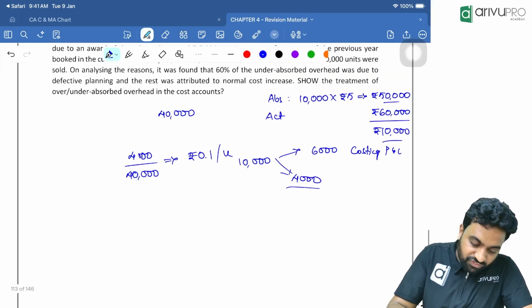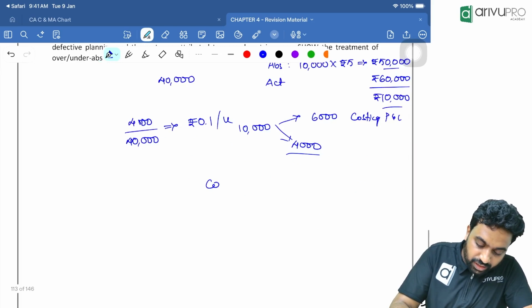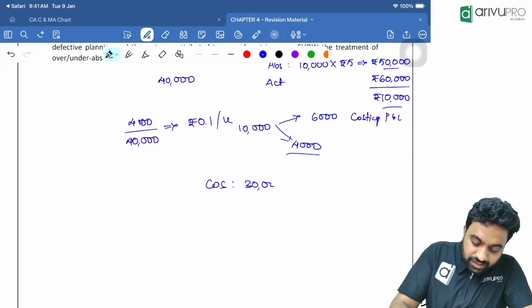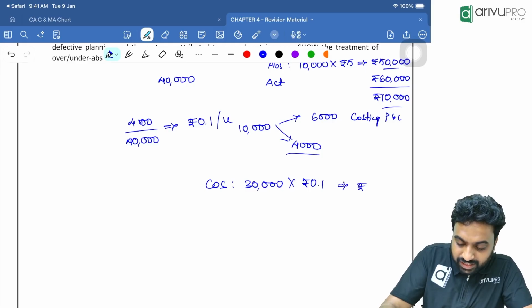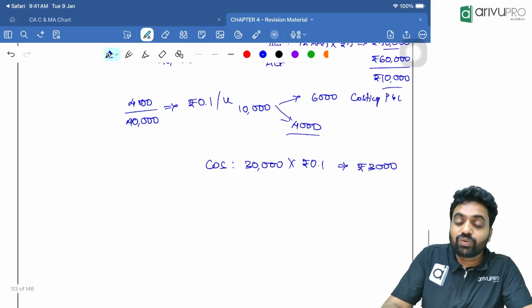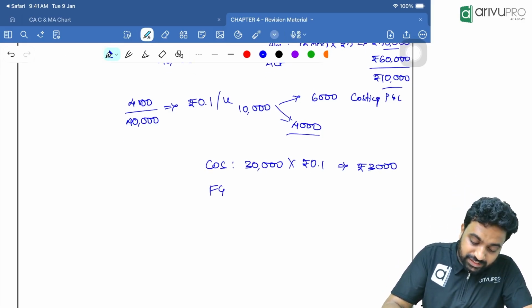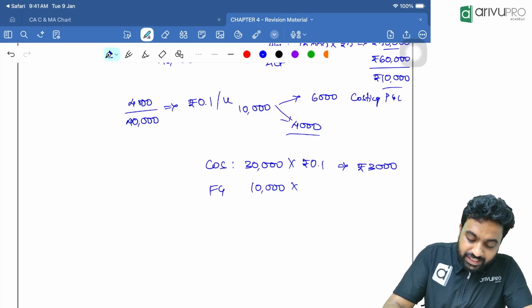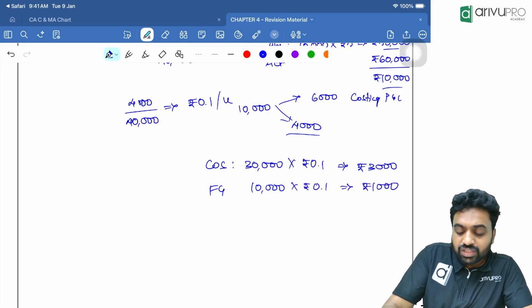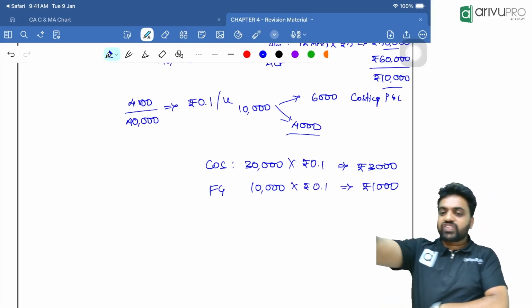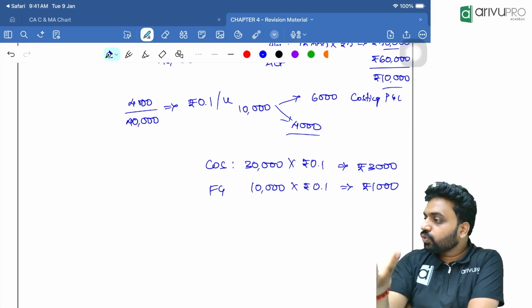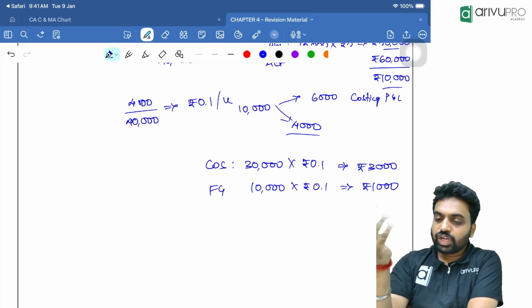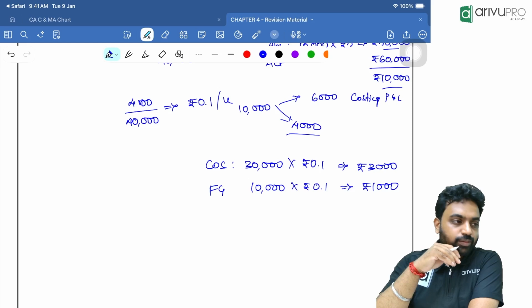Correct? Out of 40,000, 30,000 sold. To cost of sales, it is 30,000 into 0.1 to be debited, which is going to be 3,000. And to your finished goods, 10,000 units into 0.1 to be debited, which is going to be 1,000. So the accounting entry should be cost of sales 3,000, finished goods 1,000, costing P&L 6,000, to overhead control, if at all it's not transferred to overhead under absorption account.